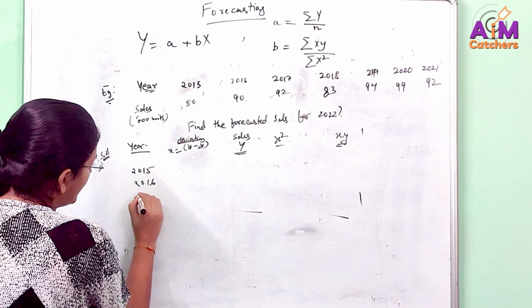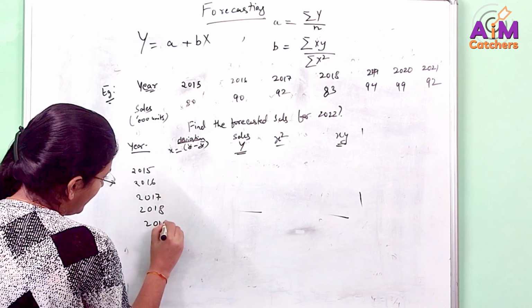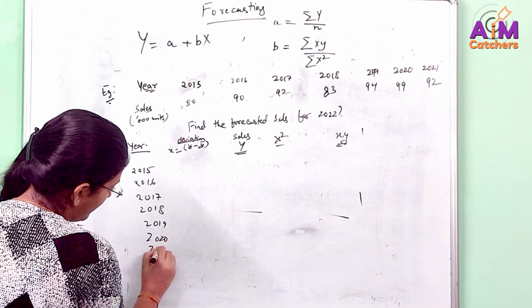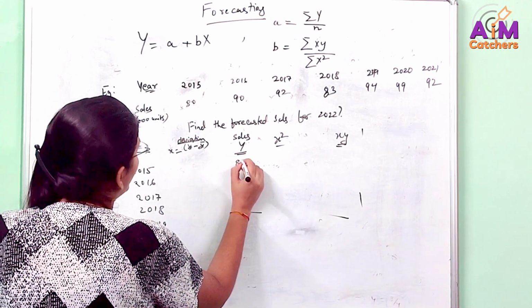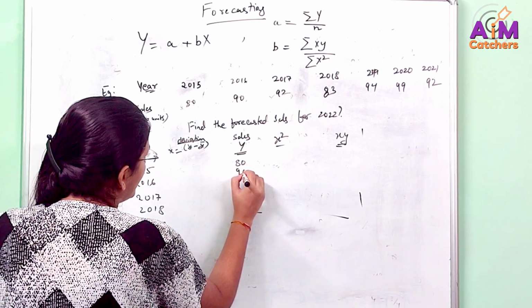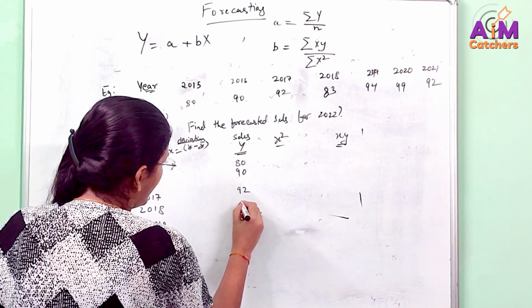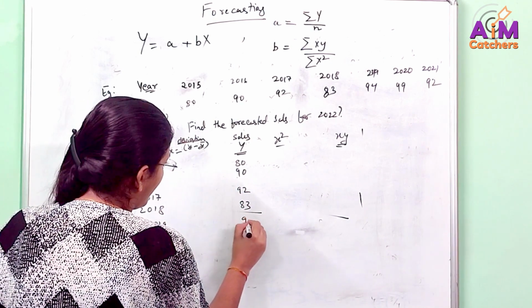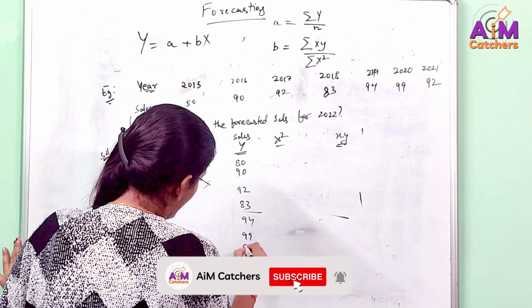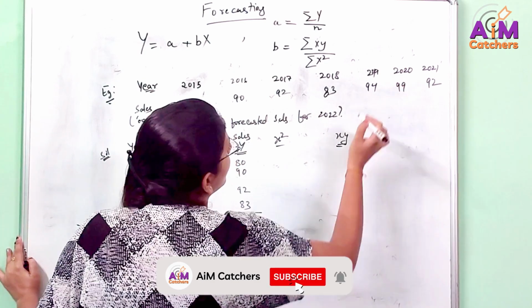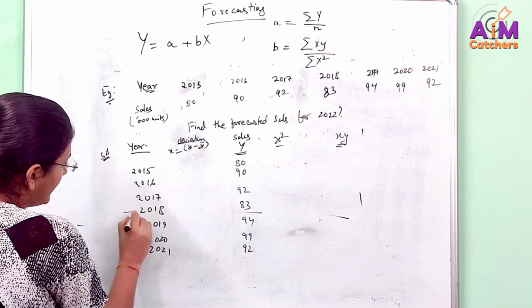So let's write down the years: 2015, 2016, 2017, 2018, 2019, 2020, 2021. Sales: 80, 90, 92, 83, 94, 99 and 92. Okay? So the middlemost year, or the mean of these years, is 2018.